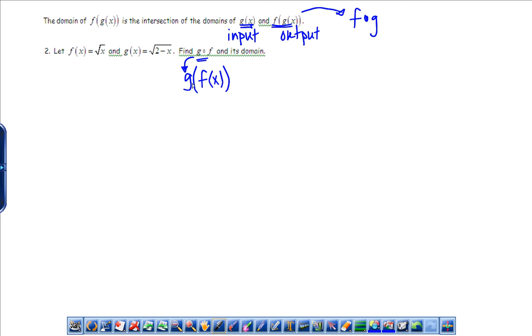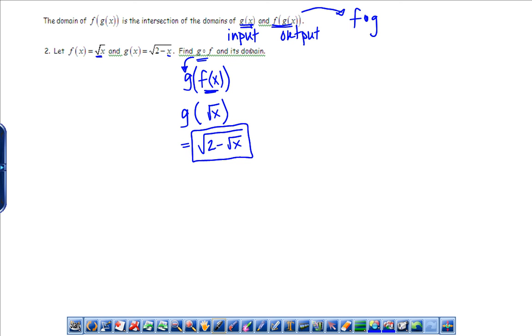All right, so if I want to find g of f of x, take your g, plug in your f of x function first. So I'm going to take my square root right here, and I'm going to plug this in for every x that I have into your g function. So this would be the square root of 2 minus, and for every x, plug in a square root of x. And that's what my function would look like.